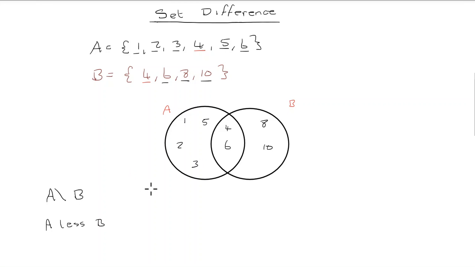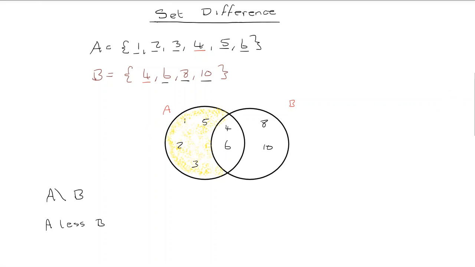So what would that look like? A less B in this case. Well, if we were to color it in on the Venn diagram, it would look something like this. A less B is going to be all the elements that are in A, and you're leaving out the elements that are in B. So A less B would be something like this. So you can see it would look something like that. So that's A less B.